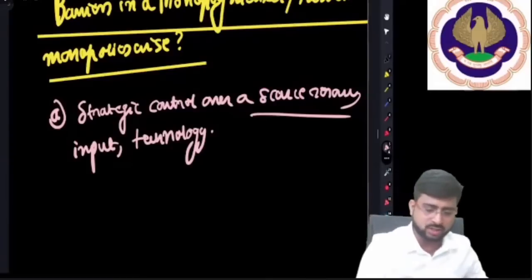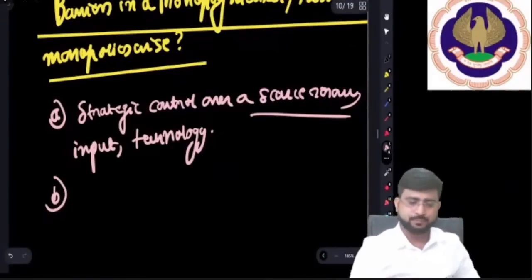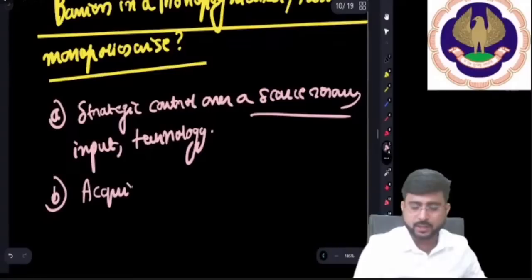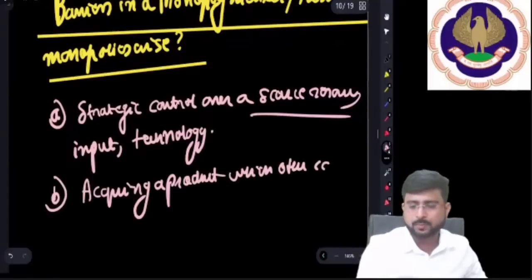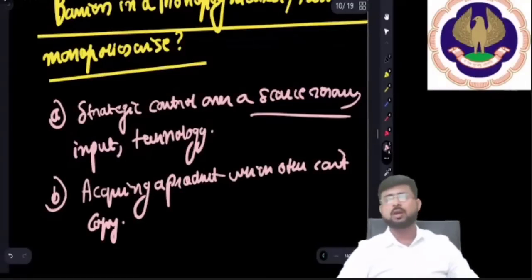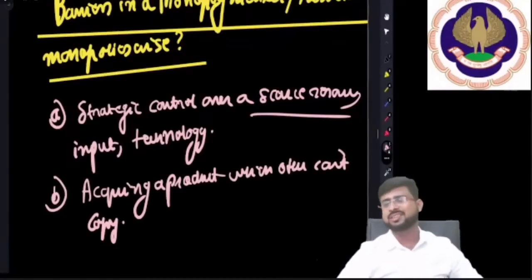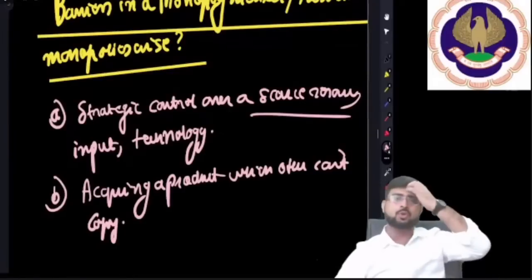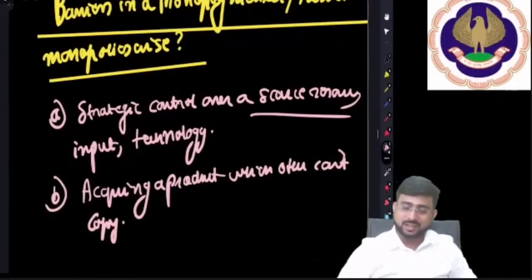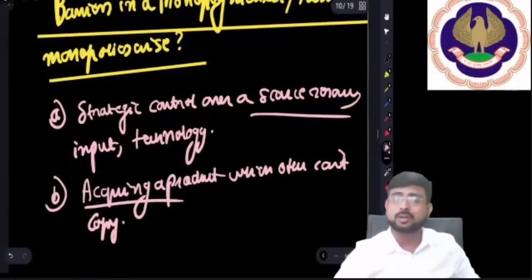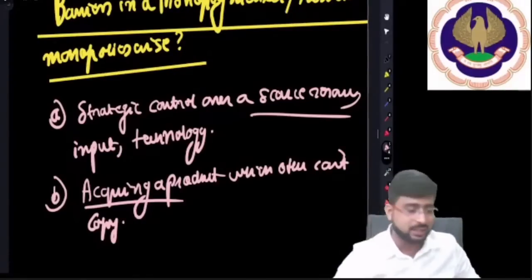Point two, the second case of monopoly could be acquiring a product which others can't copy. I'll give you an example. You all know Coca-Cola: the formula to make Coca-Cola, only two or three people on earth know it. It's so strategic, and that's why brands are not able to copy Coca-Cola. They are acquiring a product or a technology that nobody else is able to copy.